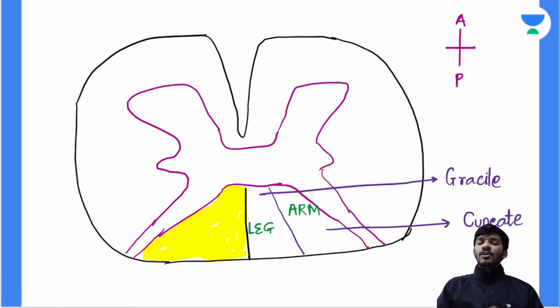And in Hindi there is a thing called koni, right? So you can remember that that person hit me with a koni. So cuneate is related to the arm. Cuneate is related to the arm, gracile is related to the leg, and that is the somatotopic organization in the posterior column. Okay, so let's start and understand how it is going to go.